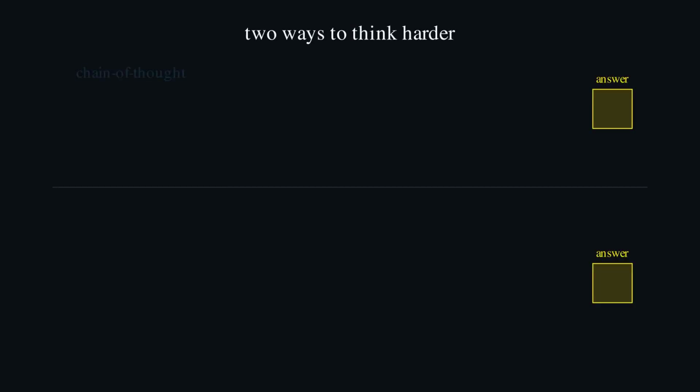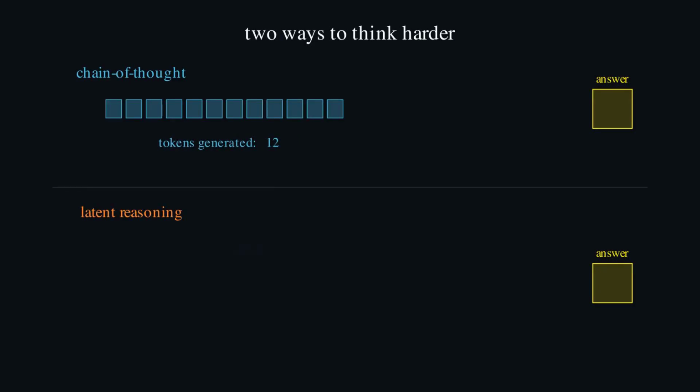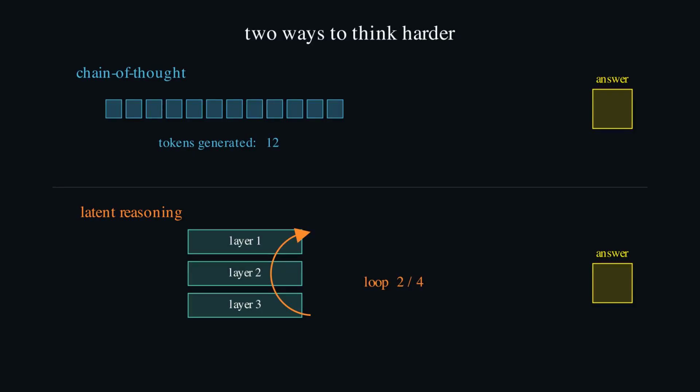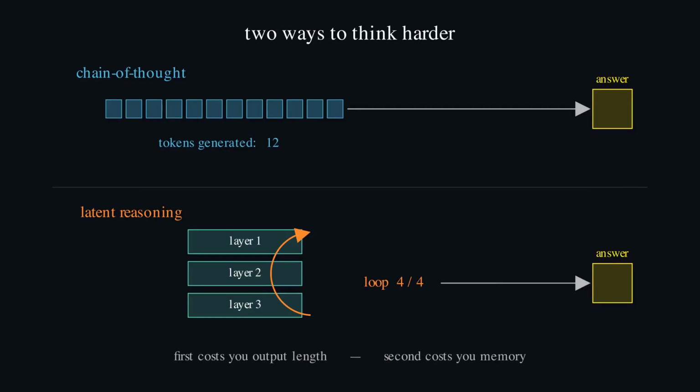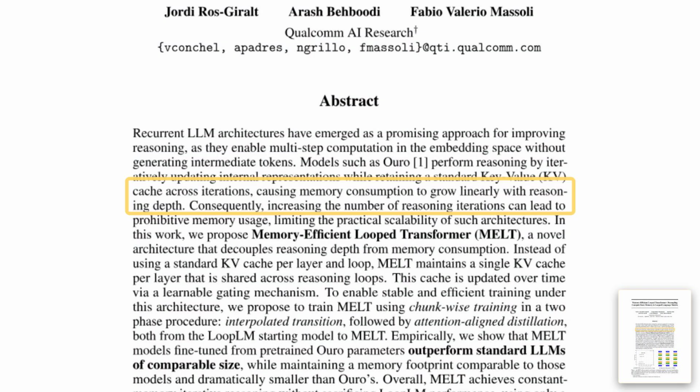There are 2 ways to make a language model think harder. You can let it talk to itself, generate more tokens, more reasoning, longer chains of thought. Or you can let it stay quiet and just run the same layers again, and again, and again. The first costs you output length, the second costs you something less visible. The paper puts it bluntly: looping the layers makes memory grow with reasoning depth, linearly. And that memory lives somewhere very specific.